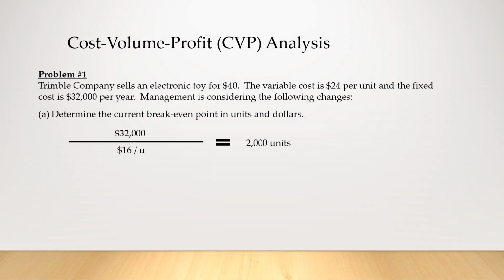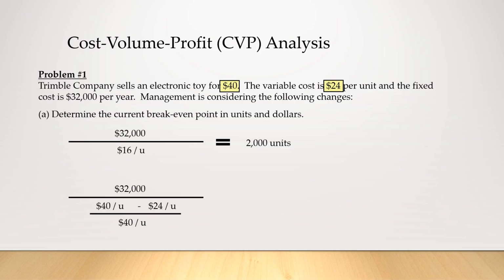To calculate the break-even point in dollars, we divide fixed costs by the contribution margin ratio. The fixed costs are still $32,000. The contribution margin ratio is the difference between the unit sales price and the variable cost divided by the sales price. So we will divide $32,000 by 40% to get a break-even point of $80,000.